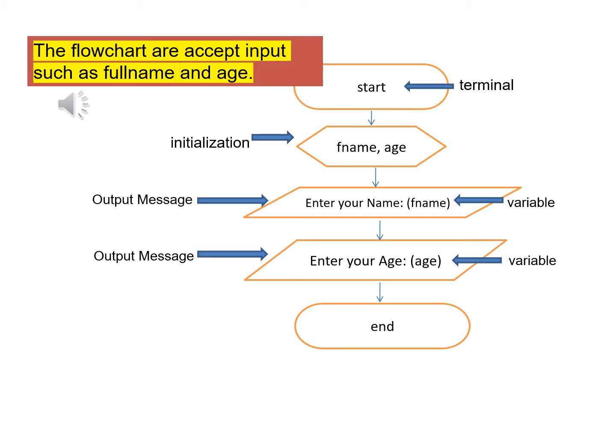On the next slide is a sample that accepts an input full name and age, starting with the terminal. Then next is the initialization for the variable, display message, and the input variable for enter your name, and the display message for an input variable, enter your age, and end with the terminal.